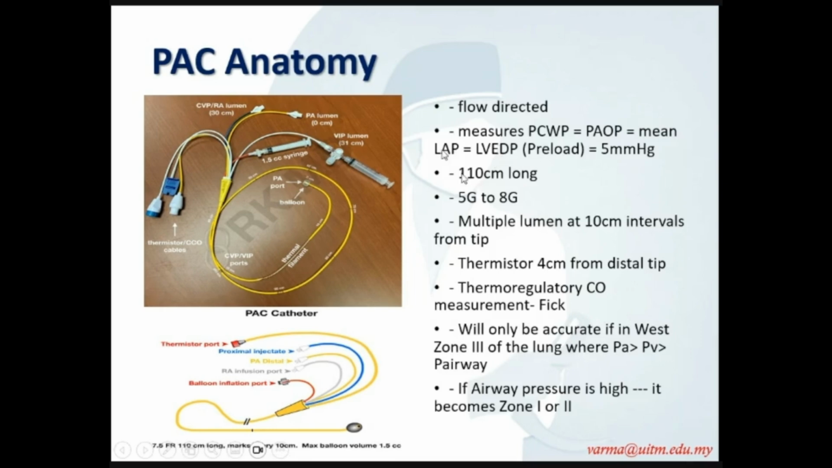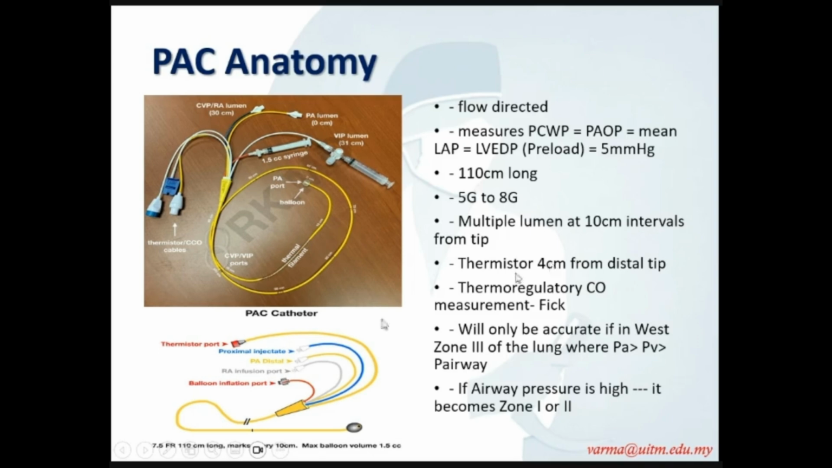It is 110 centimeters long. It is always 110 centimeters long. It's universal. It's 5 to 8 French. The size can differ between adults and pediatric patients and different sizes of adults. It can be 5 French to 8 French, or usually 7.5 French. It has markings at 10 cm intervals. Okay, they have mentioned the marking is every 10 cm. There are multiple lumens. We'll go into it.